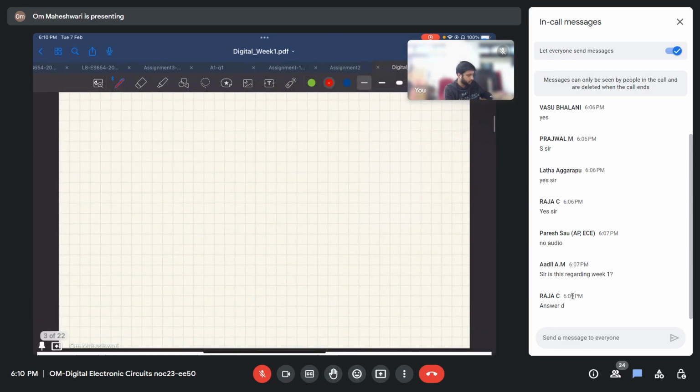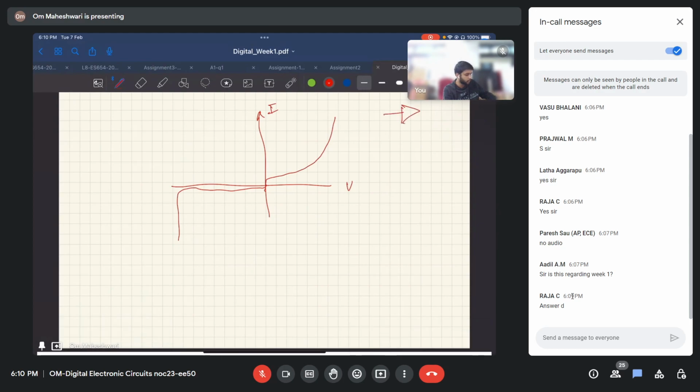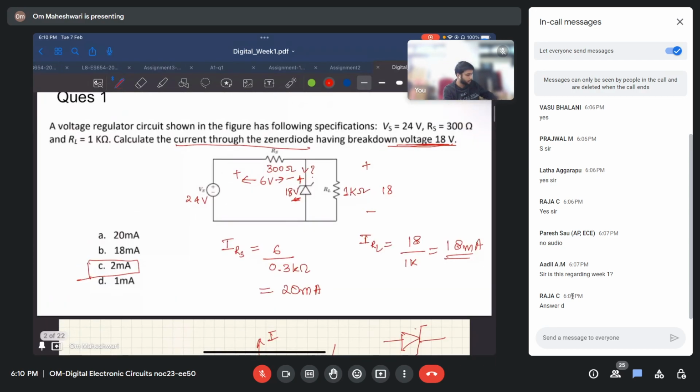A Zener diode operates in reverse bias when it's in breakdown. Let's say this is V, this is I. In forward bias, it behaves like a normal diode. In reverse bias, it maintains a certain voltage, let's say VZ, and then it breaks down and maintains this voltage across it, no matter how much you increase the current. That is why I applied the polarity such that it is reverse biased.